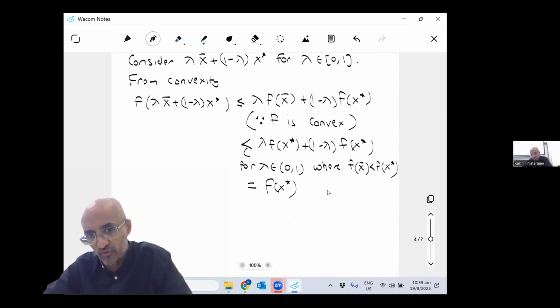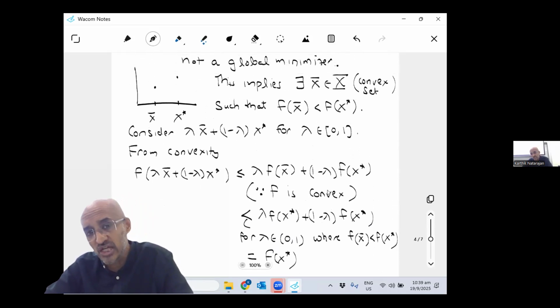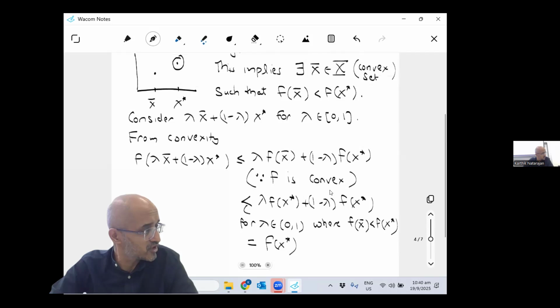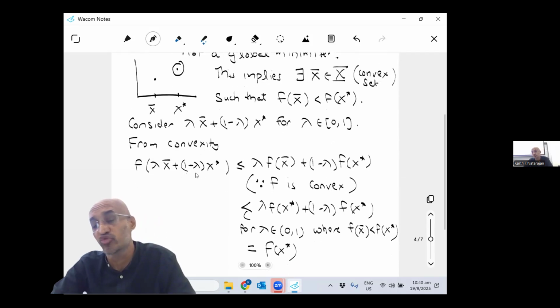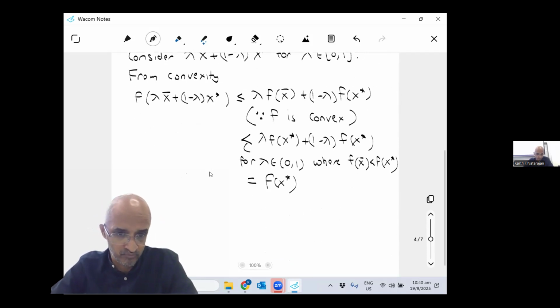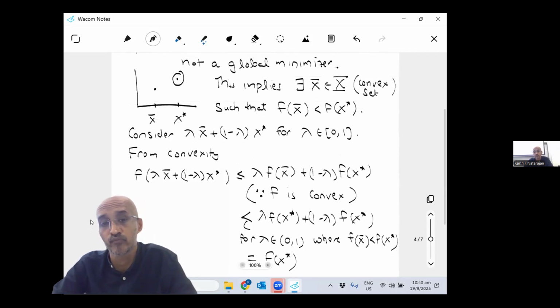As I now change, okay, so this value is lesser than f of x star. As I'm changing lambda, I'm moving this point close to x star in this region. In this parameterization, as lambda gets closer and closer to 0 from above, I'm getting closer and closer to x star.